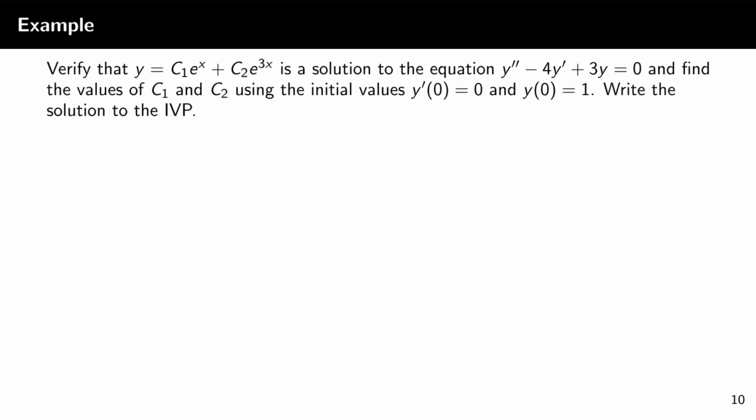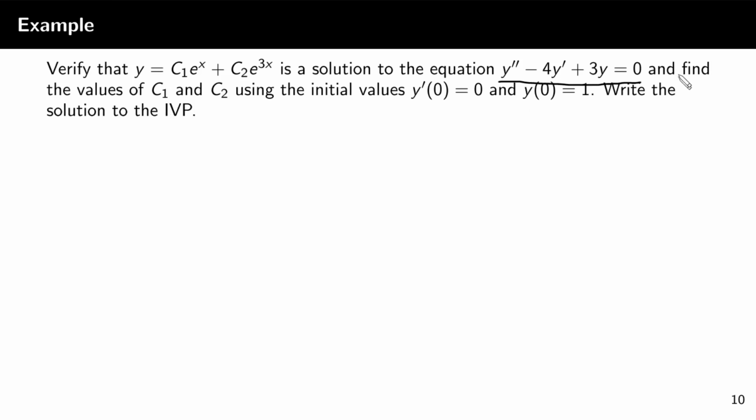Okay, so let's look at this example. Let's verify that y equals c sub 1 e raised to x plus c sub 2 e raised to 3x is a solution to this equation. So y double prime minus 4y prime plus 3y equals 0. Okay. And find the values of c sub 1 and c sub 2 using the initial values. y prime of 0 equals 0 and y of 0 equals 1. And then write the solution to the initial value problem.